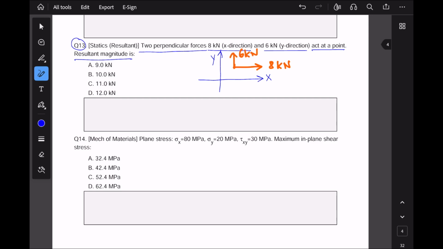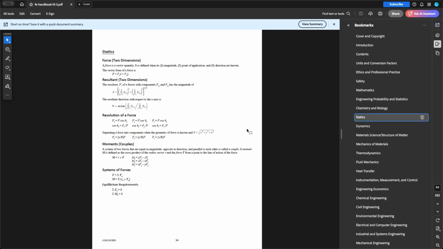Now the resultant magnitude is just a simple vector operation in this case. But it's better to get yourself comfortable surfing the FE exam handbook, as it's the only resource you're allowed to have during the exam. So in the handbook file, go to the statics section and you'll find the resultant for 2 dimensions right here. So you have the sum of forces in the x direction squared plus the sum of forces in the y direction squared, both in parentheses raised to 1/2.